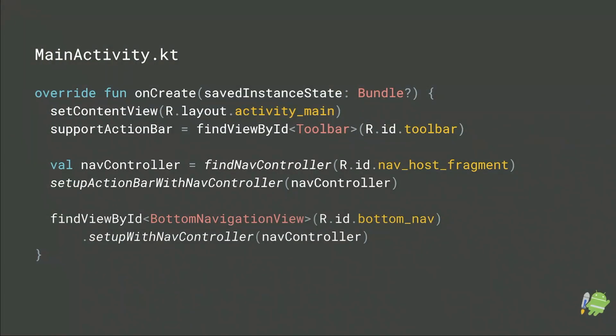Similarly, for the bottom nav, you just call setup with nav controller, and we do the 2-way syncing here. So as you click on things in the bottom nav, it'll change the graph and do the correct transition based on the material guidelines, as well as, as you navigate between your app, if you have separate buttons, it'll actually update the selected item in the bottom navigation.